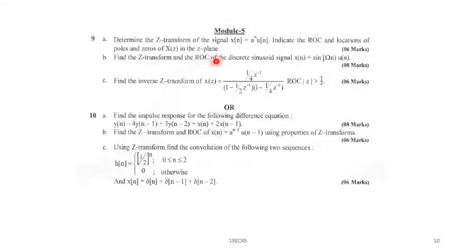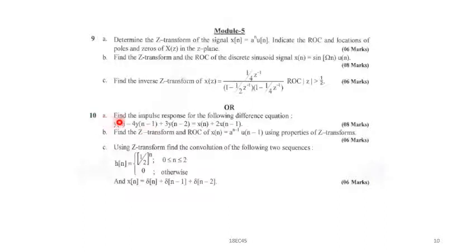Find the Z transform and ROC of the discrete time signal x of n is equal to sine omega n into u of n. This is for 8 marks, so you have to solve this completely. And then the third question is: find the inverse Z transform of X of z, the equation is 1 by 4 z inverse divided by (1 minus 1 by 2 z inverse) into (1 minus 1 by 4 z inverse), with ROC mod z greater than 1 by 2. That's for 6 marks.